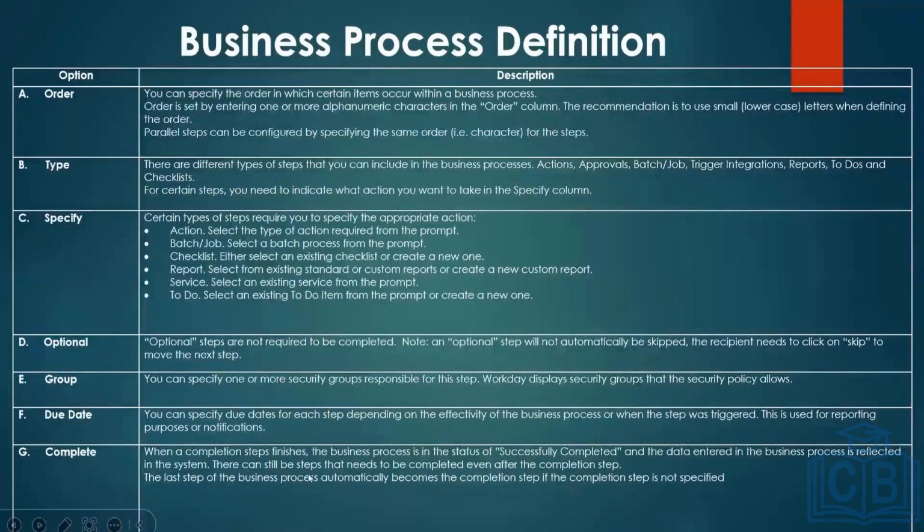So, when a completion step finishes the business process in the status of successfully completed and the data entered in the business process is reflected in the system, there can still be steps that need to be completed even after the completion step. Now, what do you mean by this line? You can say that you are contradicting your sentences itself. Even though I have marked the step as complete, it is saying that there can be steps that need to be completed even after the completion step.